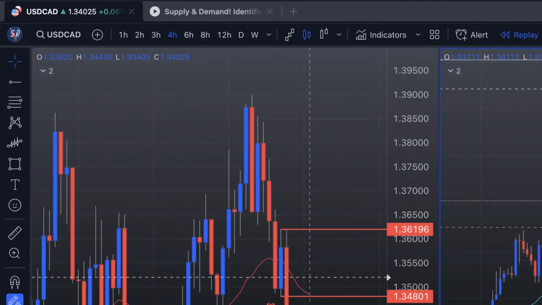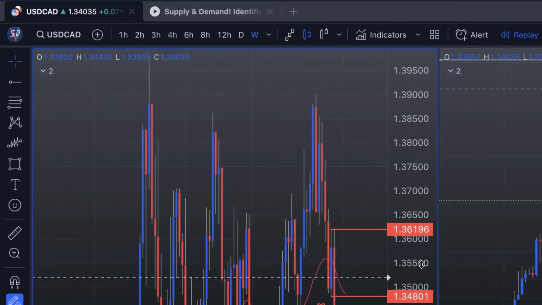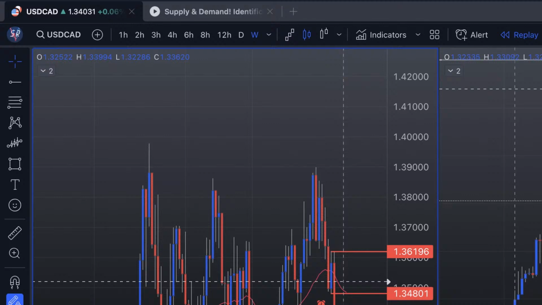Dollar CAD, ooh, came right into this demand, kind of pierced through it, but definitely getting a reaction from the level. I did not take this, so I'm not in it. So we've got demand here. We've got demands down here. This demand is within weekly demand. This demand zone here is within this weekly level. So if we get back down here, probably going to take it again.